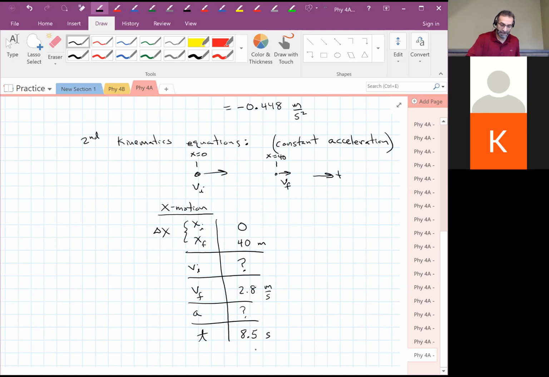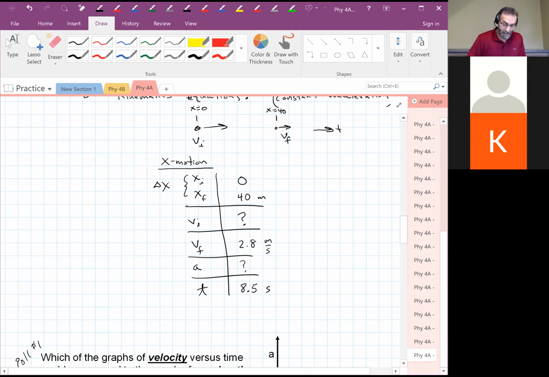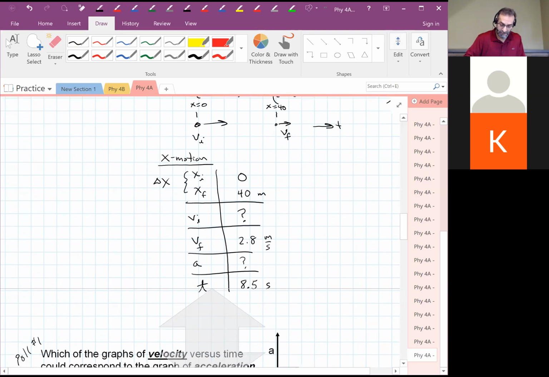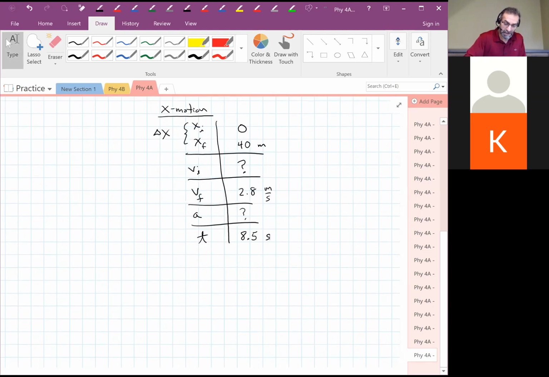So we have 3 of them. We have delta x, we have v final, and we have time. So we can solve for v initial, and we can solve for the acceleration. If I'm solving for v initial, and I don't have acceleration, I would pick an equation that's missing acceleration. So you look at your kinematics equations. I had them on the board here yesterday.